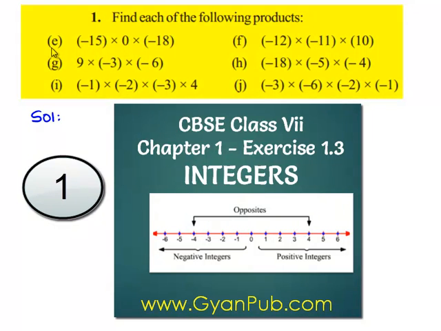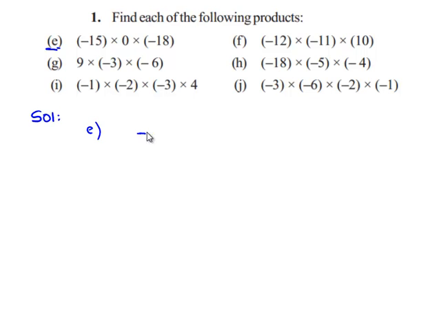We'll see the fifth bit, that is negative 15 into 0 into negative 18. We can see that 0 multiplied by any number gives you 0. Therefore, negative 15 into 0 into negative 18 gives 0.